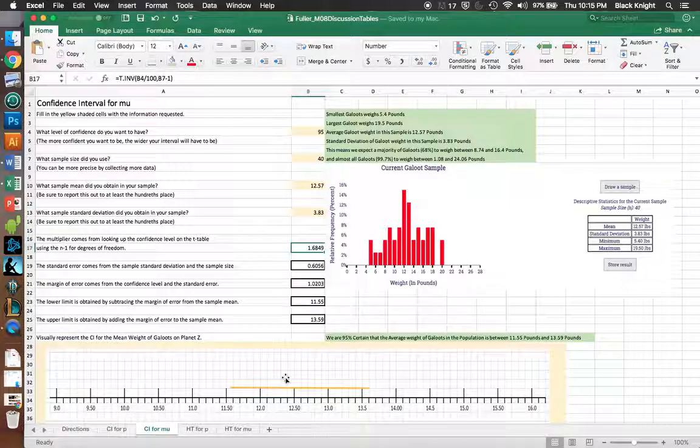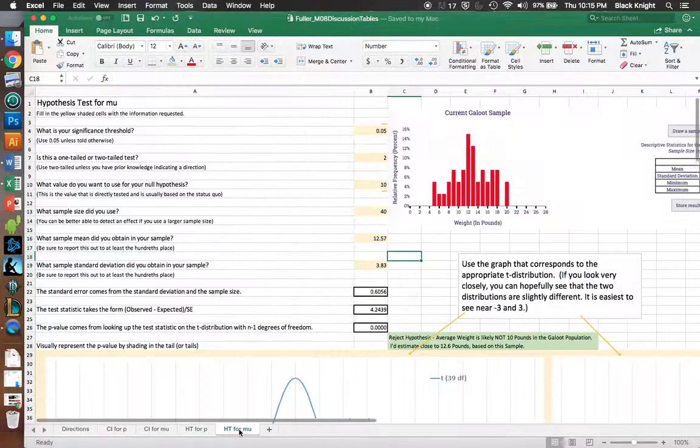Now with the hypothesis test, we were looking at around 10 pounds. You can see that sits well outside the center of our confidence interval. It sits right about here, so it's way over there. So you can predict what that's going to say for our hypothesis test, but I'll hop over there.